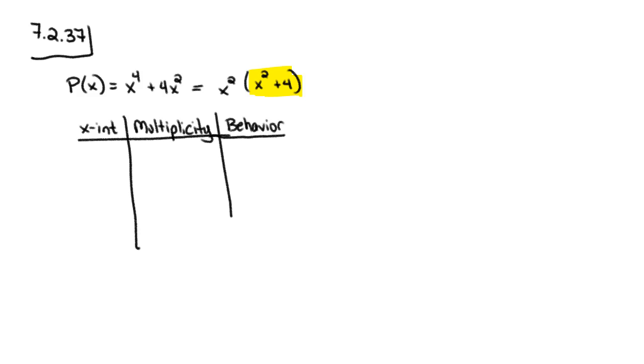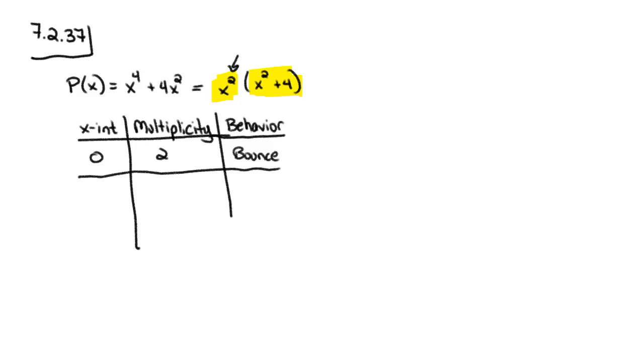The x-intercepts, that very first one, this guy right here, gives us the x-intercept of 0. And its multiplicity is the power on that. So multiplicity of 2. So it behaves like x squared, or in other words, because it's even, it's going to bounce. The graph's going to bounce off of that.